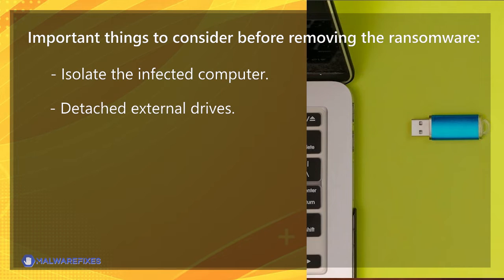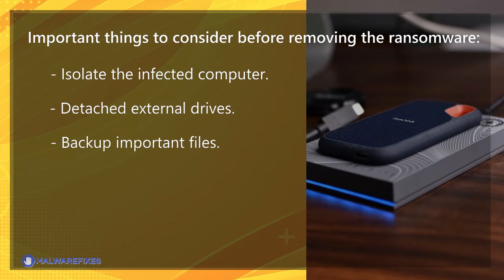Detach external drives. Do not connect any drives, such as USB, memory sticks, or backup drives, that contain important data. The ransomware may also encrypt the files on these drives if they are attached to the infected computer. Backup important files. If possible, create backups of important files, whether they are encrypted or not. Store these backups on an external drive or in the cloud. Having backups ensures that you can recover essential data when the decryption tool is made available.